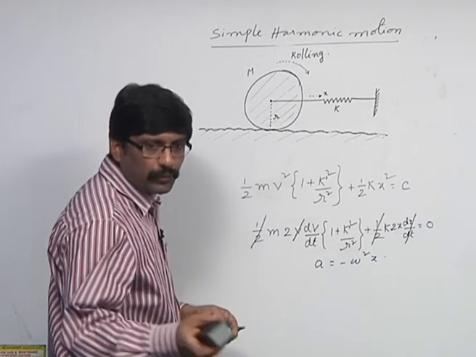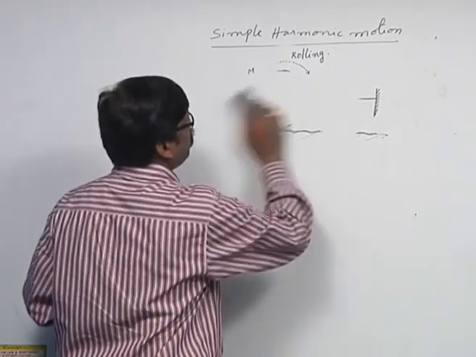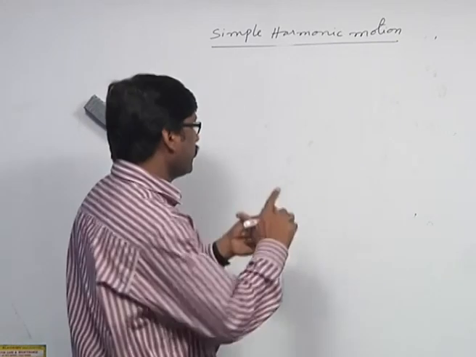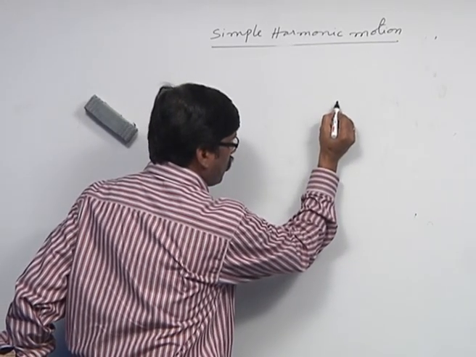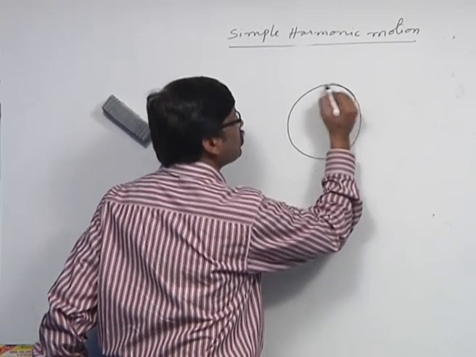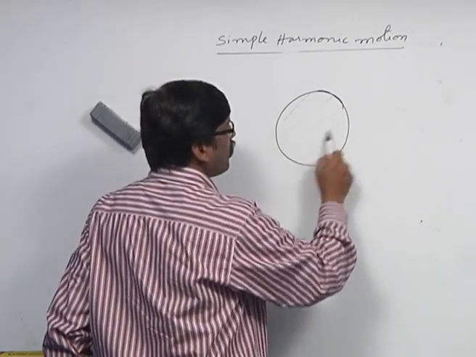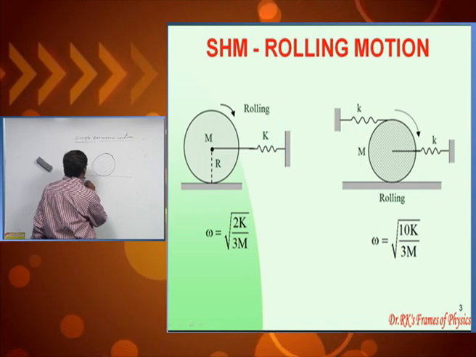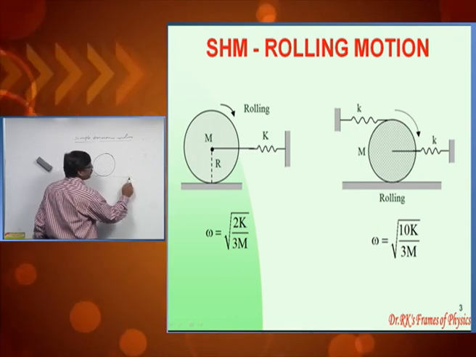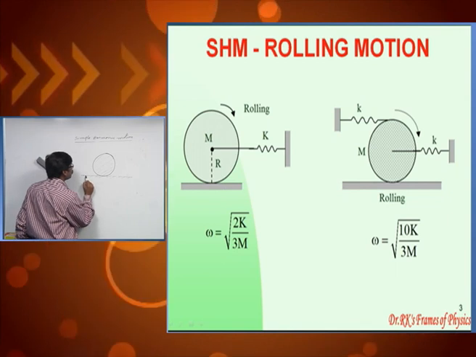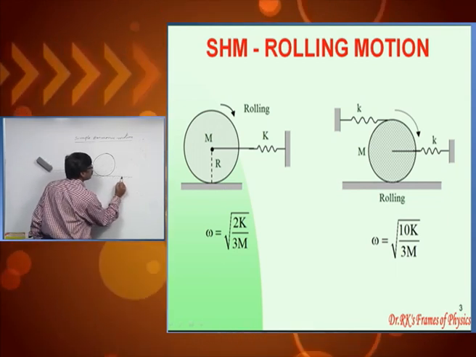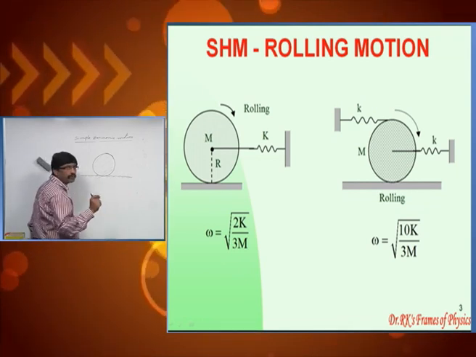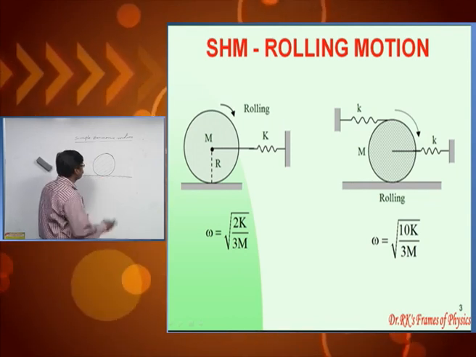Let us take up another problem which is connected to rolling motion again, but two springs are connected. Let us say it is a disc which is placed on a rough horizontal surface. It is not smooth, it is a rough horizontal surface. There is enough friction so that at the point of contact, in case of rolling, the velocity is 0.